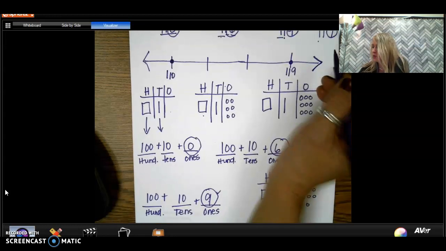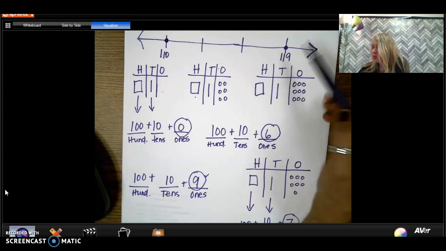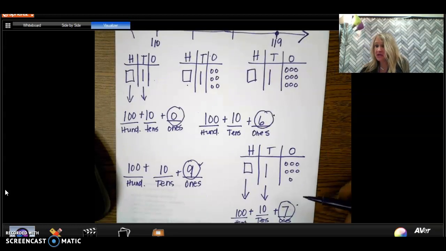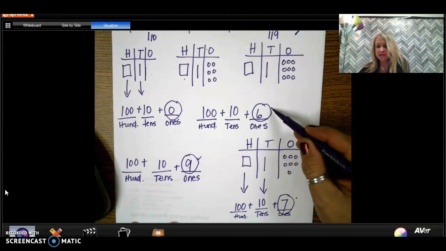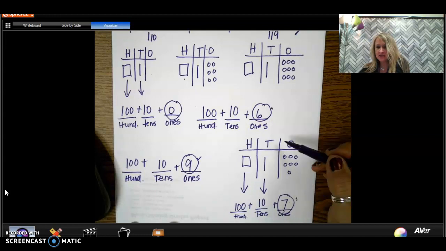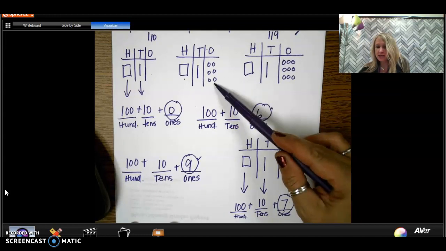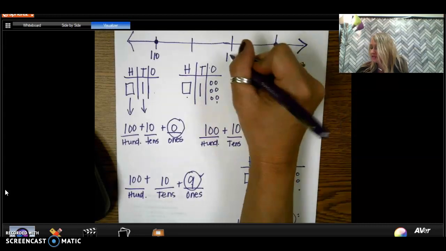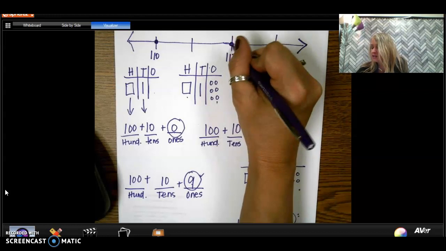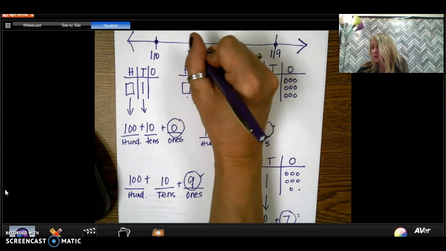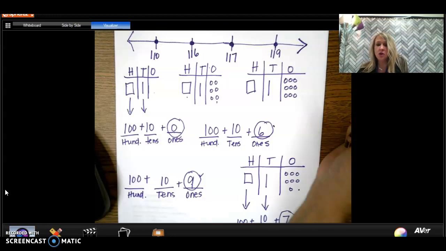Now, what number would come closer to 119? Would it be 116 or 117? Which one's greater? Which one has more ones? 116 or 117? Does that one have more ones or does this one? That's right. 117 has more ones than 116. Not that many more ones, but it's still more. So we will put 116 closer to 110.